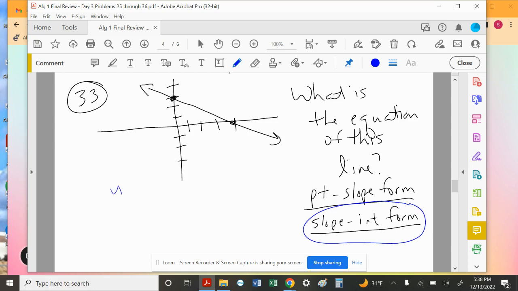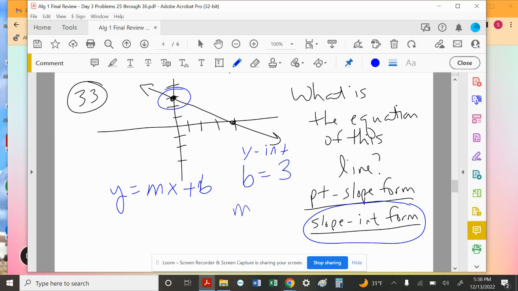So slope-intercept form is y equals mx plus b. Of course, we'll be using that more often. Remember, point-slope form is different. This is slope-intercept form. So that means I need to figure out what my b value is. Remember that b is the y-intercept. Here's the y-intercept, so b is equal to 3.